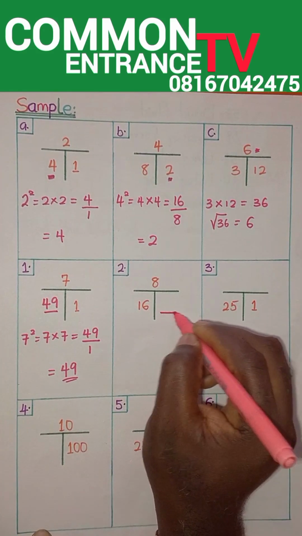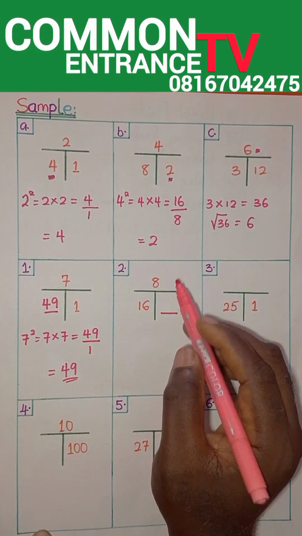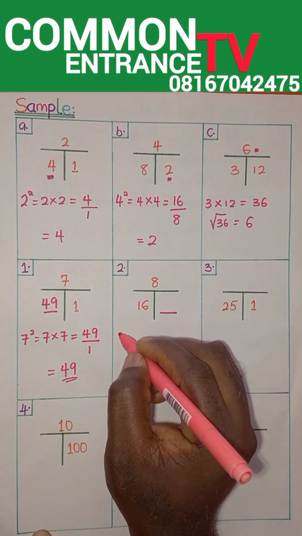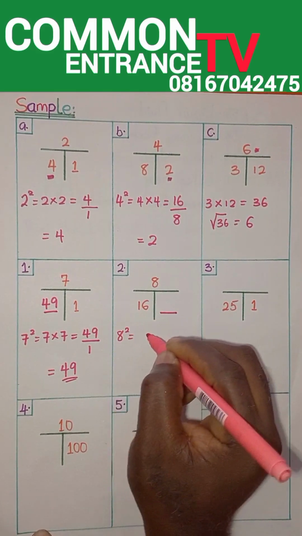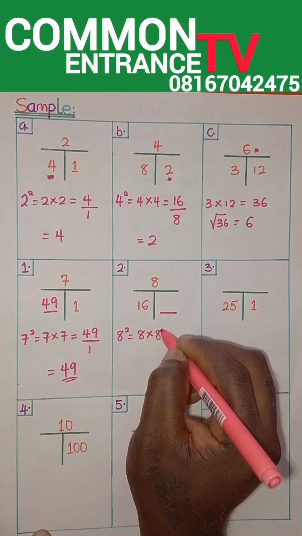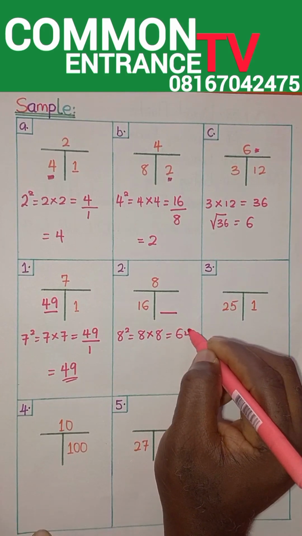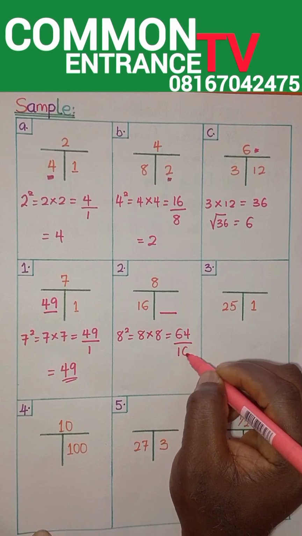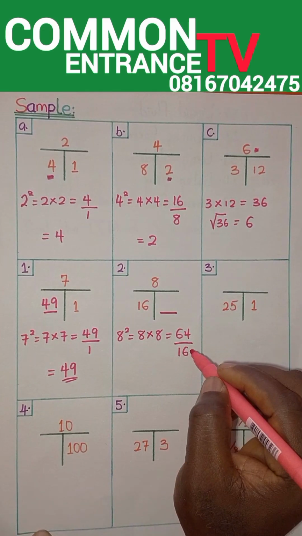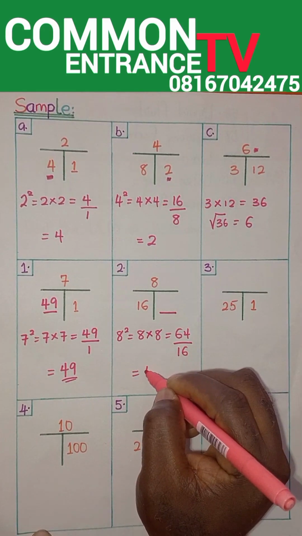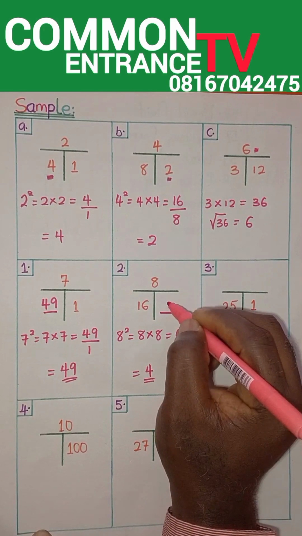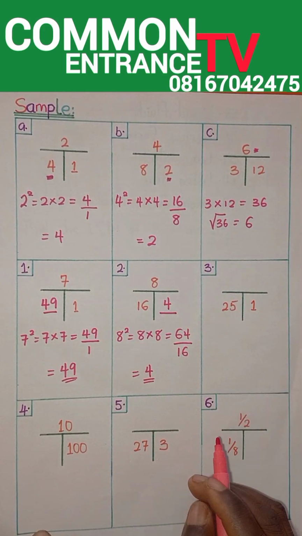Now the value here is missing. We treat the question as in this sample. So what we do, we square 8. 8 square will give us 8 times 8, which is 64. And then we divide by 16. 64 divided by 16, that will give us 4, because 16 times 4 is 64. So our answer here is 4.